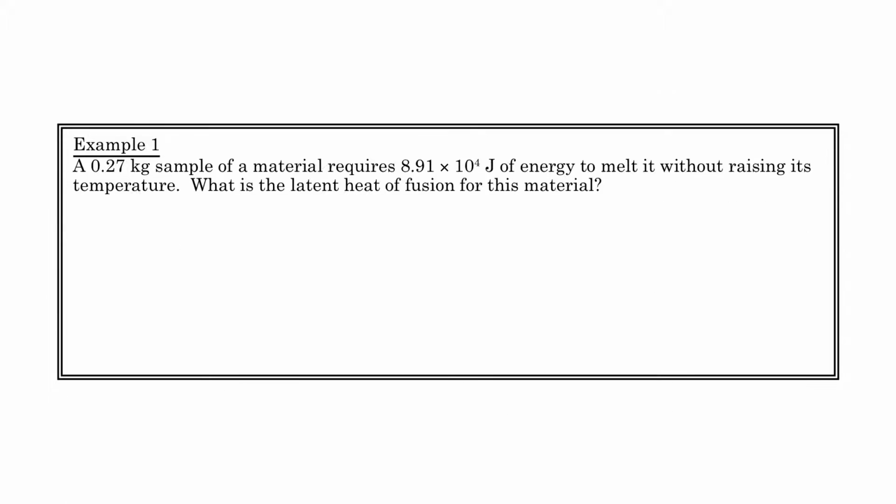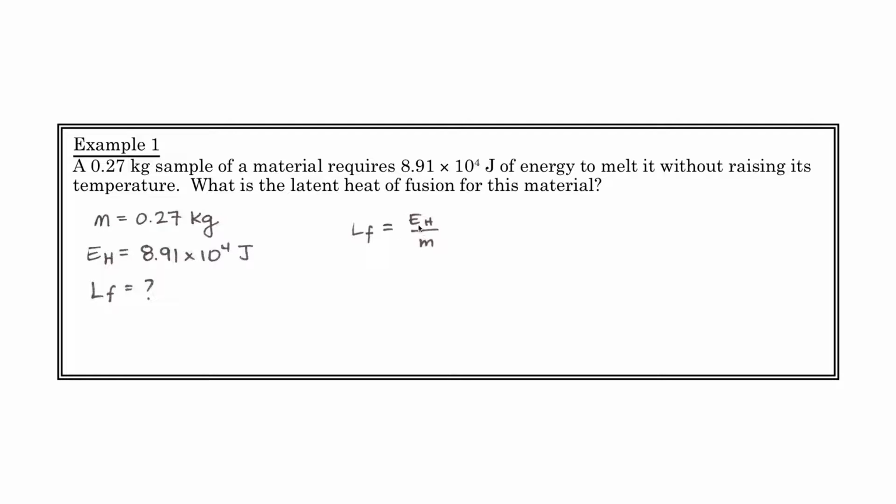All right, so let's take a look at a very quick example. A 0.27 kilogram sample of material requires 8.91 times 10 to the 4th joules of energy to melt it without raising its temperature. What is the latent heat of fusion for this material? Well, we've got 0.27 kilograms. We've got 8.91 times 10 to the 4th joules. What's the latent heat of fusion?